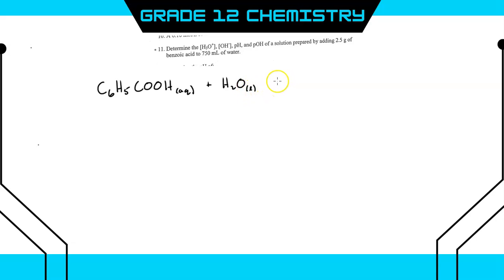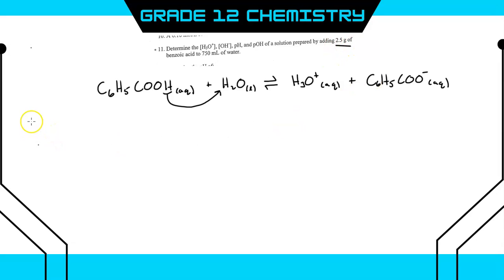And this will not completely ionize, so we're going to have an equilibrium where one of these H's is going to donate to water to become hydronium. And then we're left with the C6H5COO negative ion.